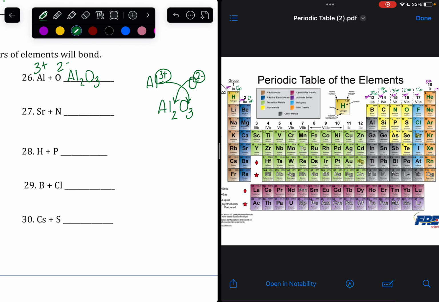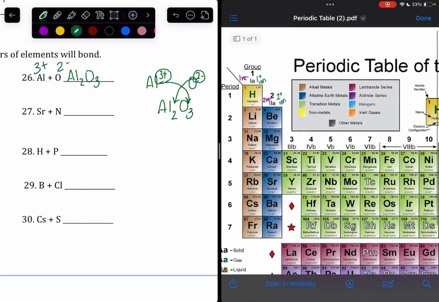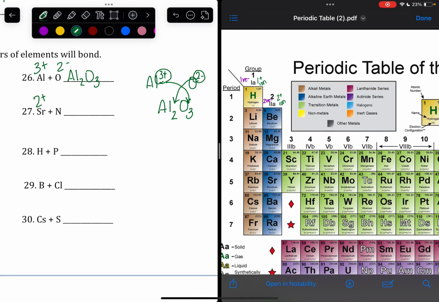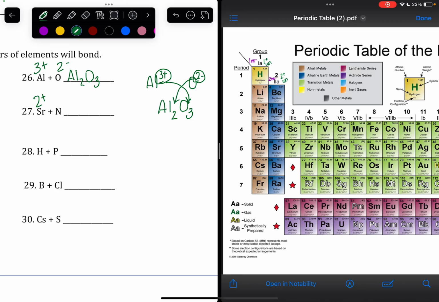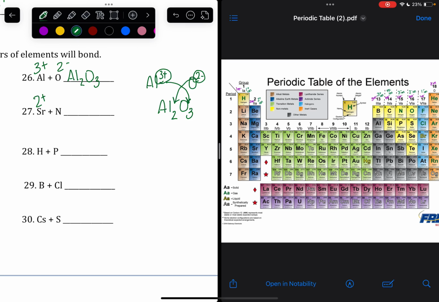For number 27, I have, and I'm going to double check this so I don't get this one wrong, but yeah, strontium is number 38 here, strontium, sorry, and it has a 2+ charge as an ion. Nitrogen is back over here on the right hand side. Nitrogen is in group 15, so it has a 3- charge. And look, I got that 2 and 3 again. I'm going to try to go to 6. I'm just going to swap the numbers. So I have Sr3N2, strontium nitride.